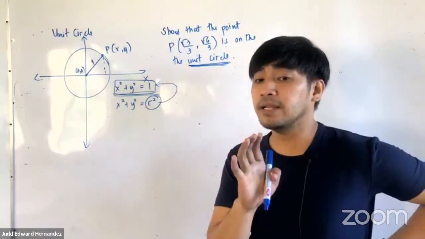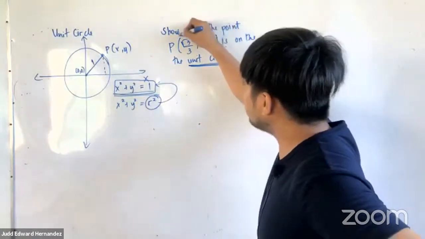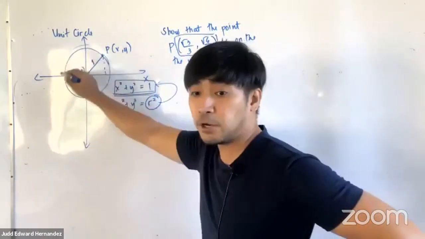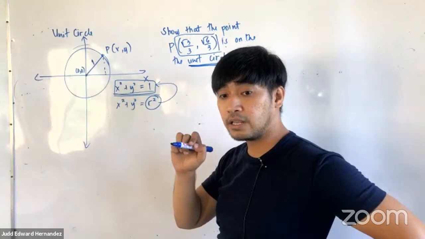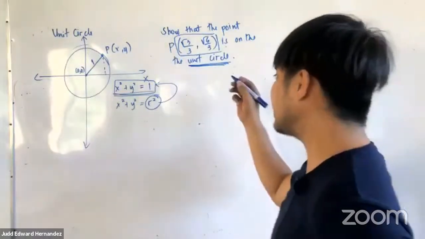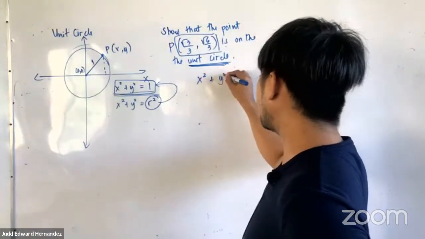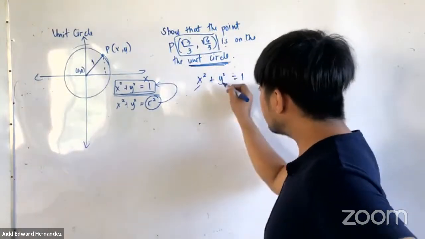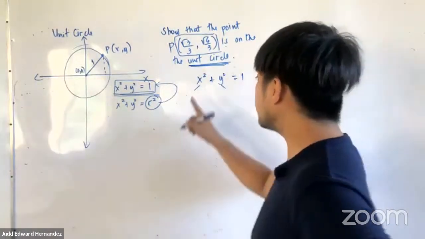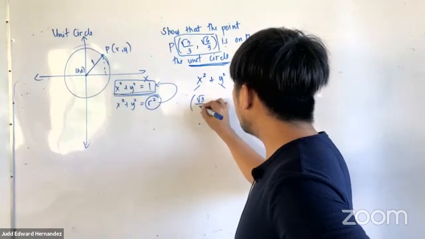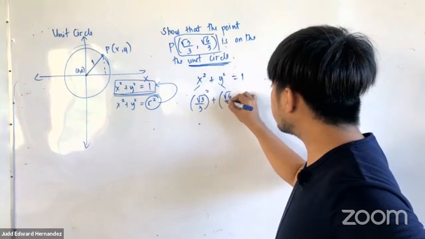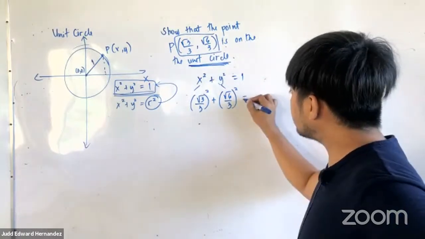Okay. So, paano po natin malalaman na yung point na to ay nandoon sa unit circle natin? Si square root of 3 over 3, square root of 6 over 3. All we have to do is to substitute this into the equation. And what is that equation? Our equation is x squared plus y squared is equal to 1. What is the value of x? What is the value of y? The given point. Yun po yung magiging value ni x and y. Therefore, our x would be square root of 3 over 3 squared plus y squared, which is square root of 6 over 3 squared. And that should be equal to 1.